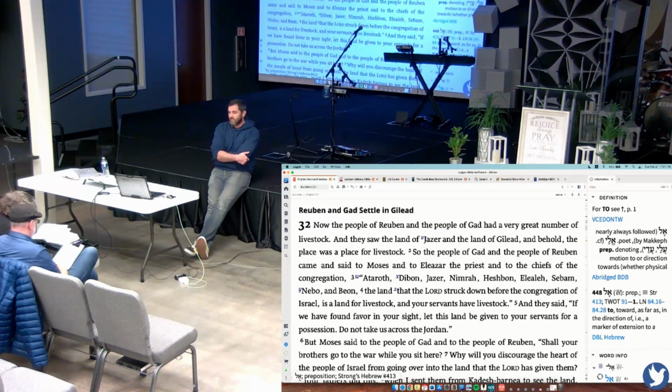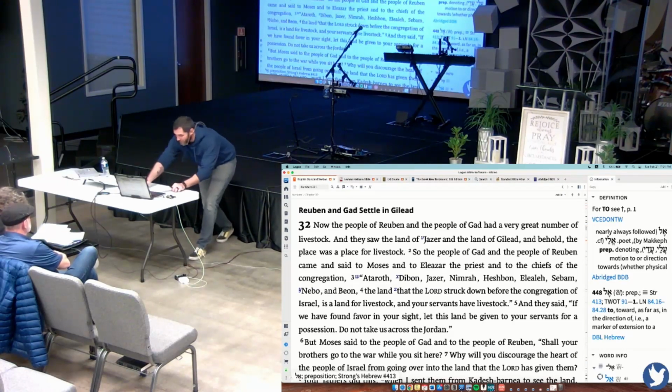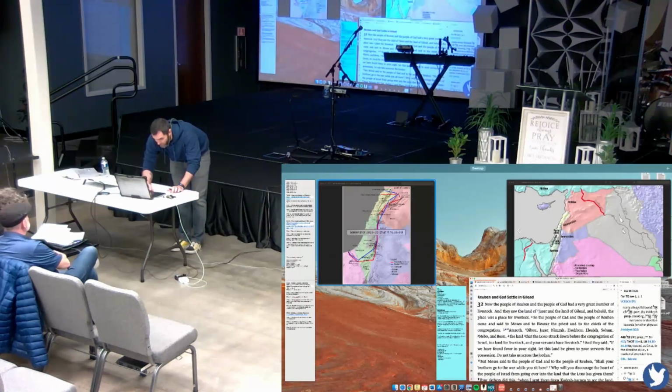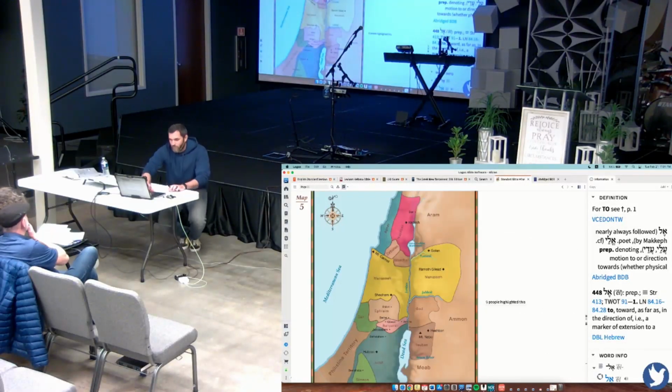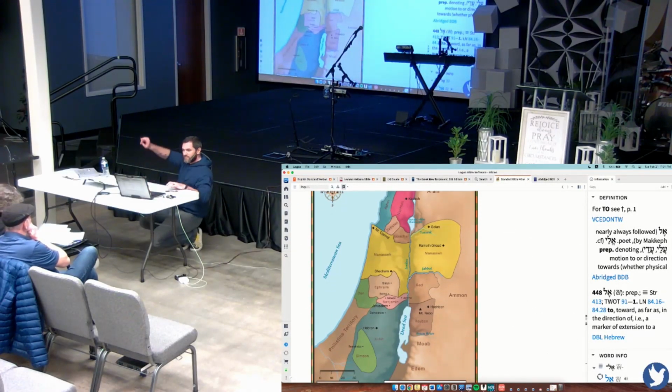So Reuben and Gad. The people of Reuben and Gad had a very great number of livestock, and they saw the land of Jazer and the land of Gilead, and behold, the place was for livestock. Where's the last time you saw that? Genesis 13. It's Lot. If we take a look at this map, and you probably have a very similar map somewhere in your Bible, look at where Reuben settles, on the right side of the Dead Sea, the dark brown there that says Reuben. That's where Reuben settles, and that is exactly where Lot settles.